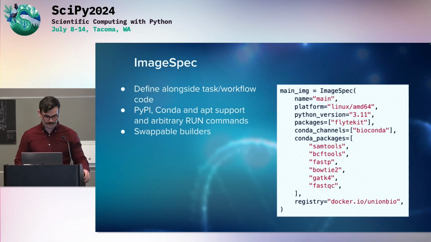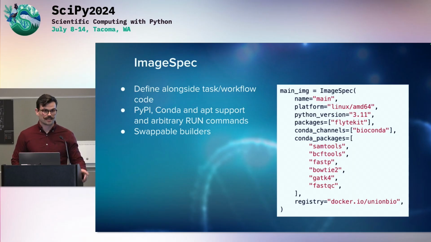An example where this is really nice is you could take any image off the shelf and just say you want a FlyteKit dependency in your image spec, and it'll build it for you and make sure that everything, all the Python path is set up correctly.